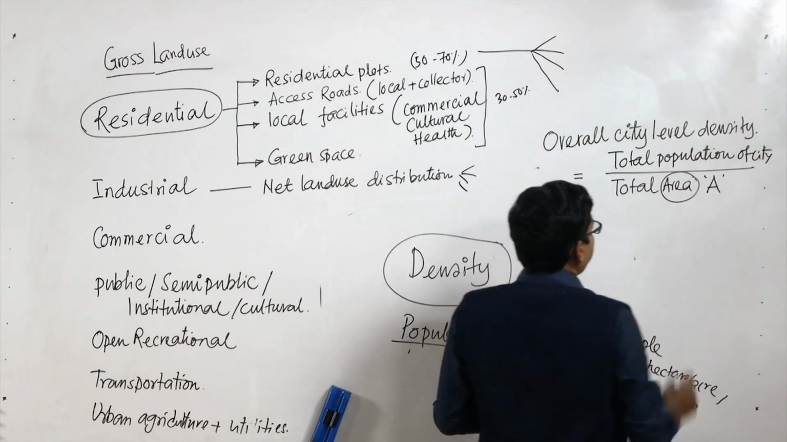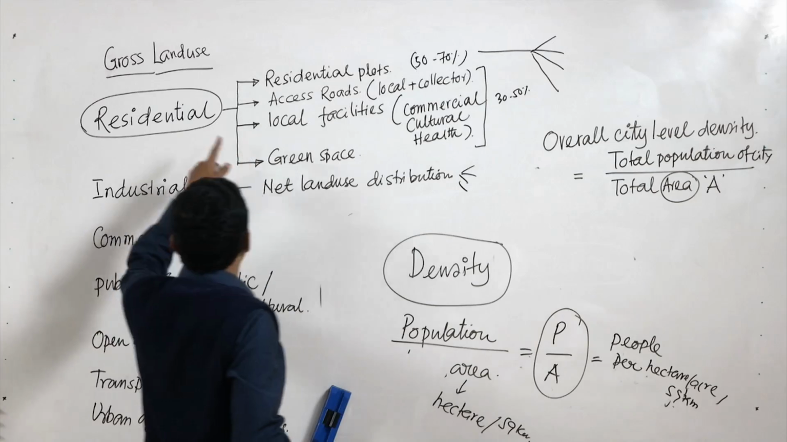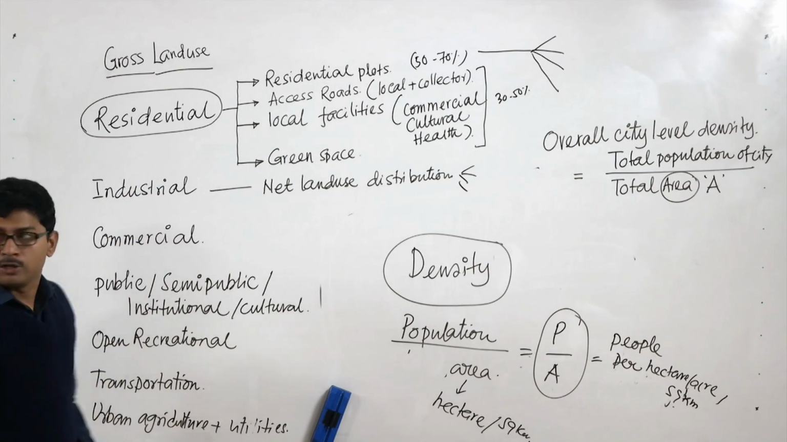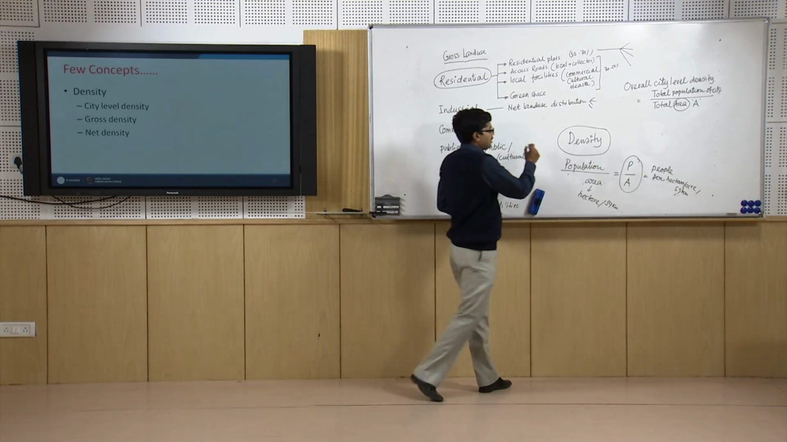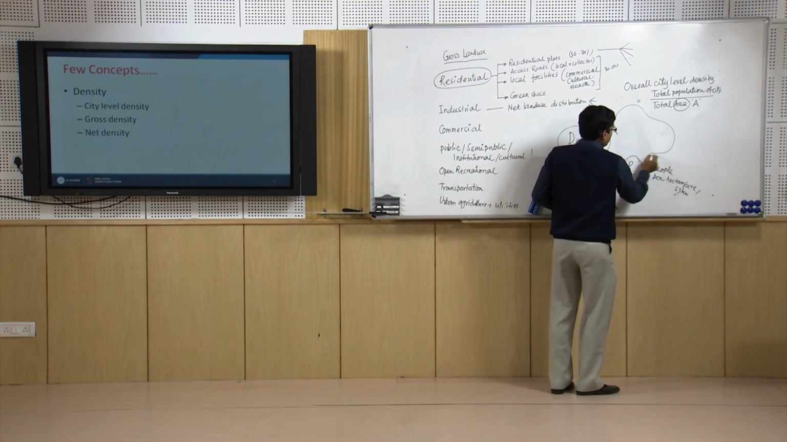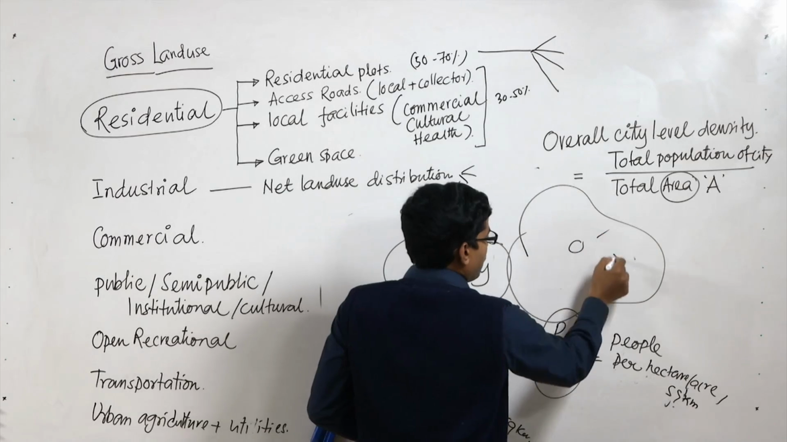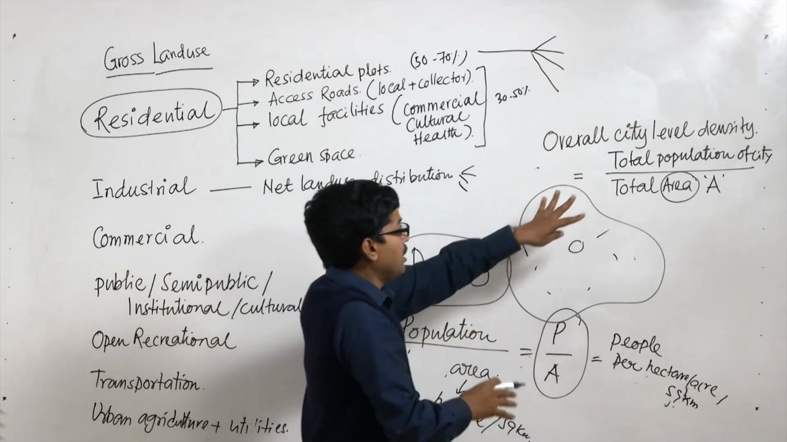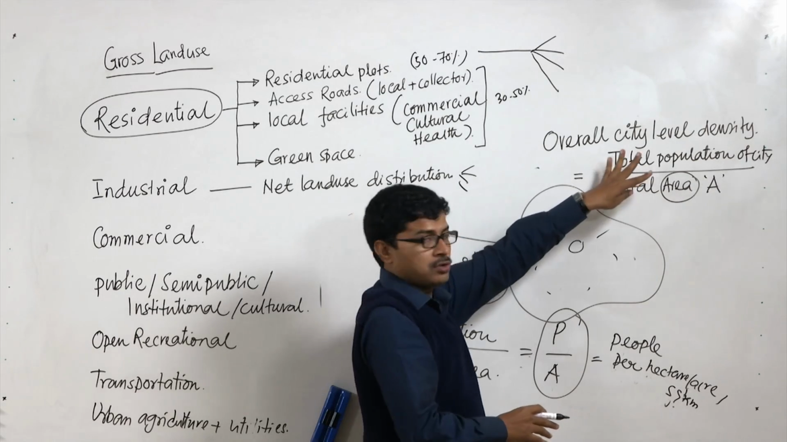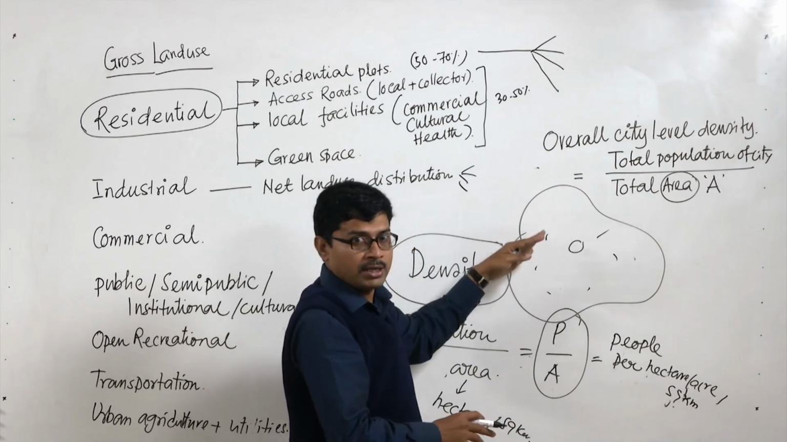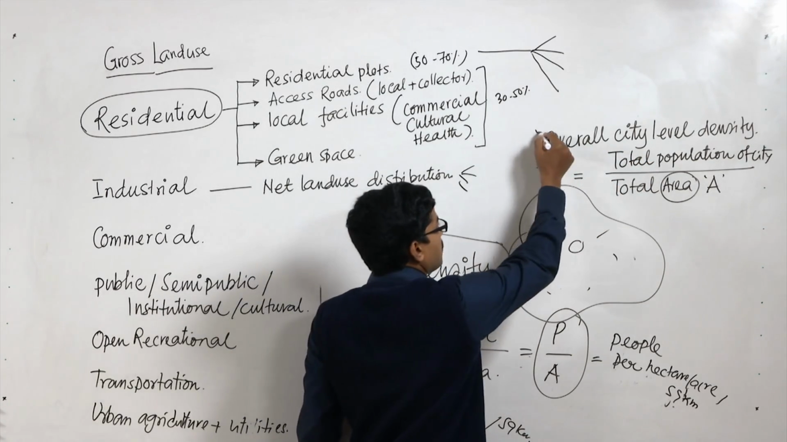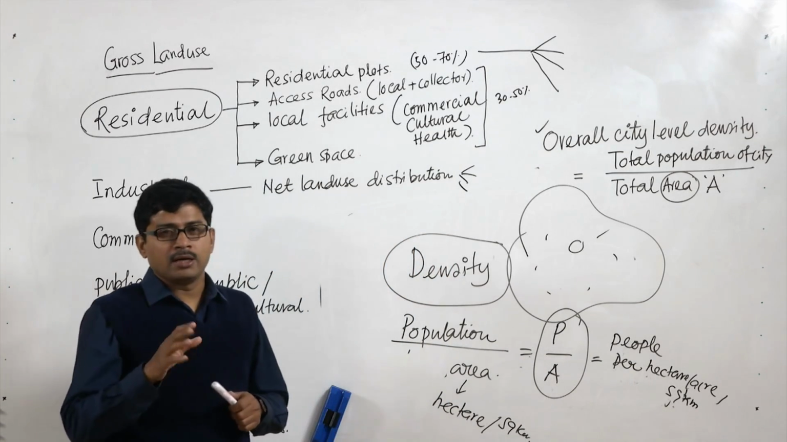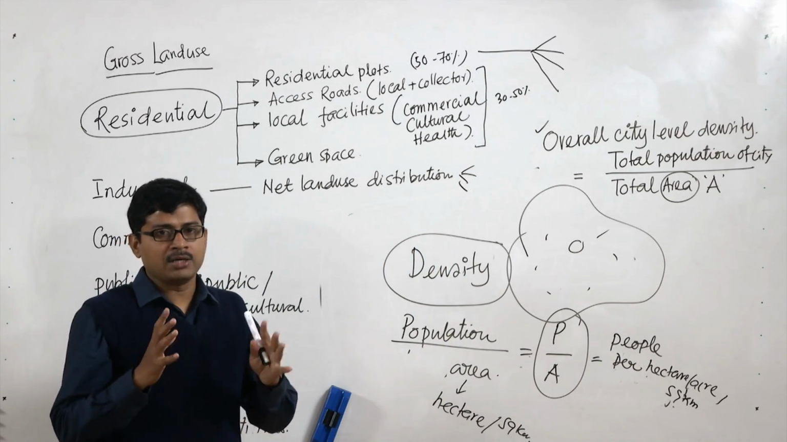So this area, the total area, consisting of the residential, industrial, commercial, every area. If this is a city area having all different kinds of components or land use areas, here the overall city level density is the total population divided by total area. That is the first level of density we calculate to understand the average density or average compactness of a city.